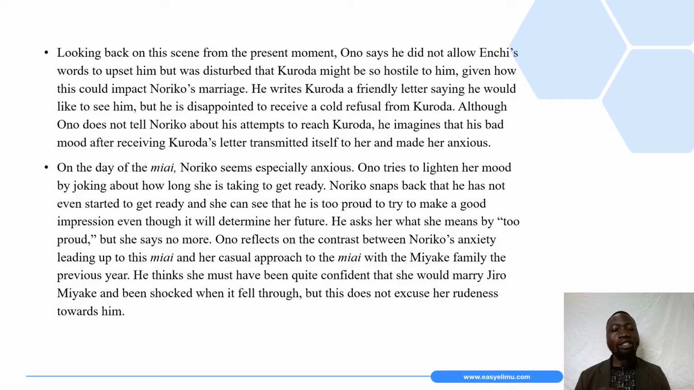So Ono reflects on the contrast between Noriko's anxiety leading up to this Miai and her casual approach to the Miai with the Miyake family the previous year. So remember, Miai is the meeting scheduled between two families for marriage negotiations. So Ono thinks that Noriko must have been quite confident that she would marry Jiro Miyake and been shocked when it fell through. But this does not excuse her rudeness towards him.